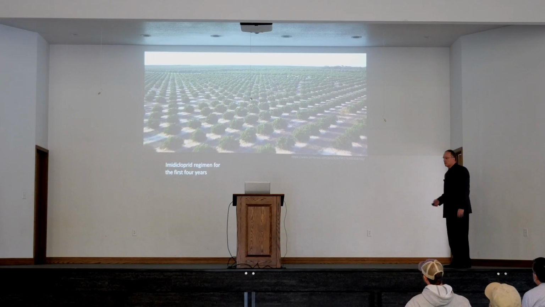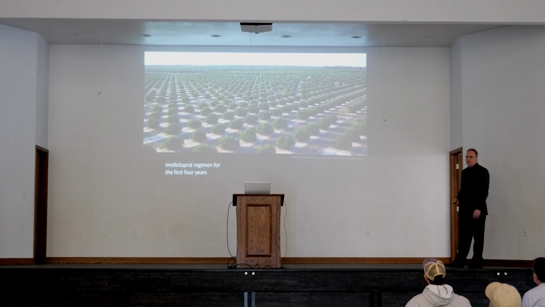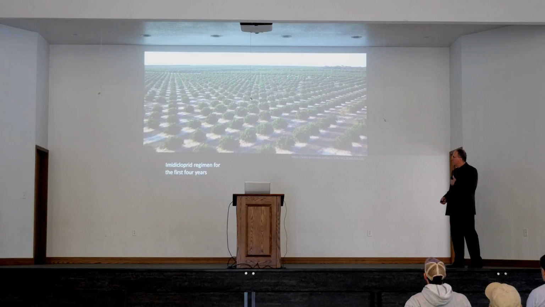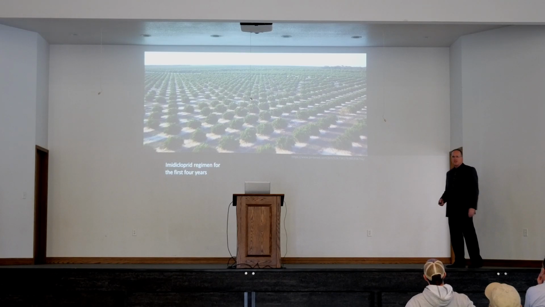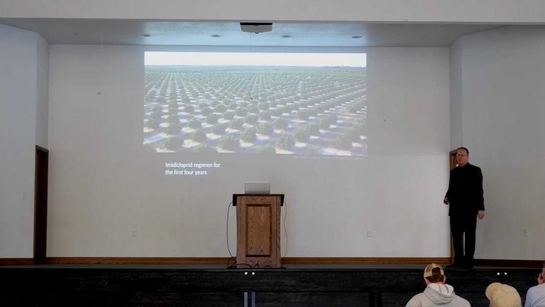Plus, we're putting imidacloprid, which is a neonic, for the first 4 years of their lives: 2 years in the greenhouse, and then after about 2 years out in the field, they will include imidacloprid as a regimen in order to protect the trees against the Asian citrus psyllid. As soon as they stop, the Asian citrus psyllid moves in and introduces citrus greening.